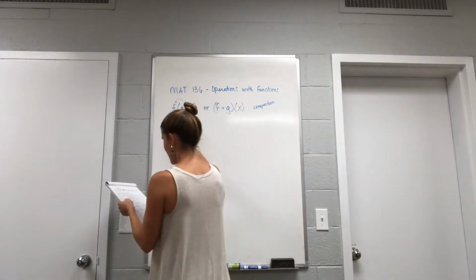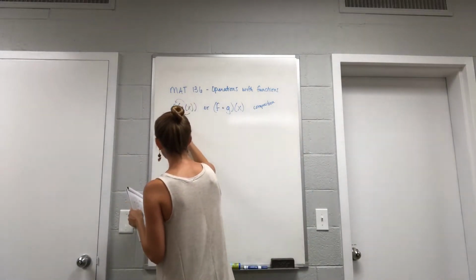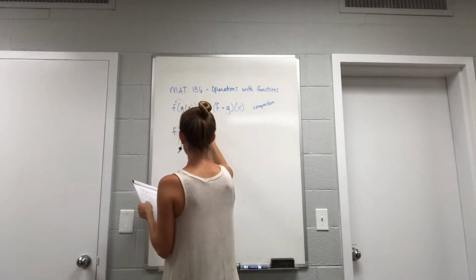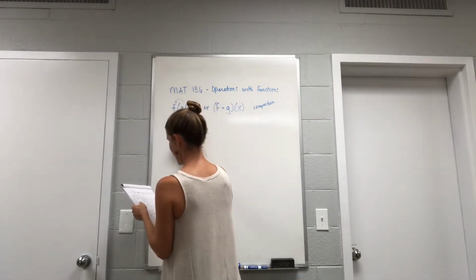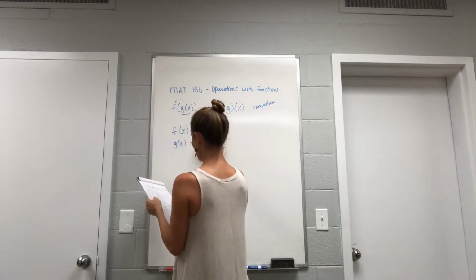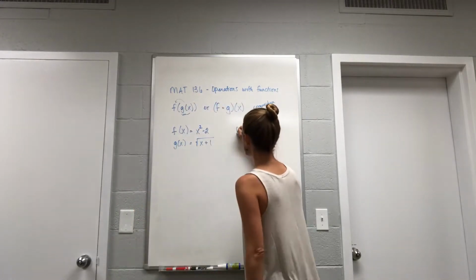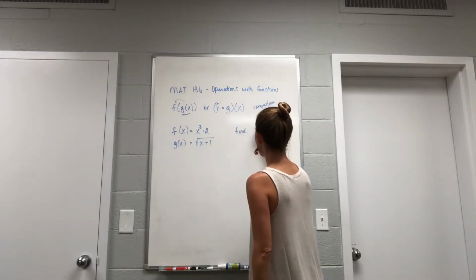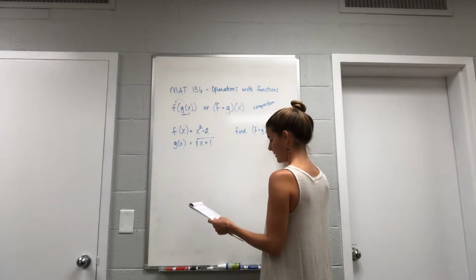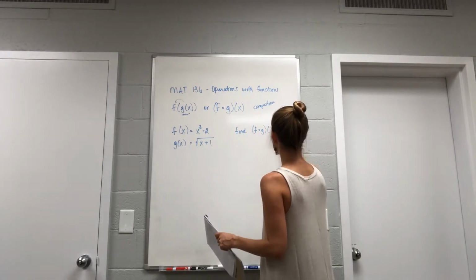So let me show you a couple of examples. If we have f of x equals x squared minus 2 and g of x equals the square root of x plus 1, and we want to find f of g of 2.